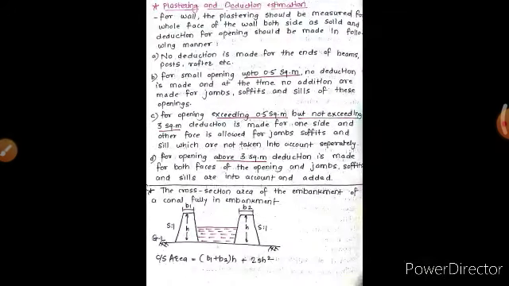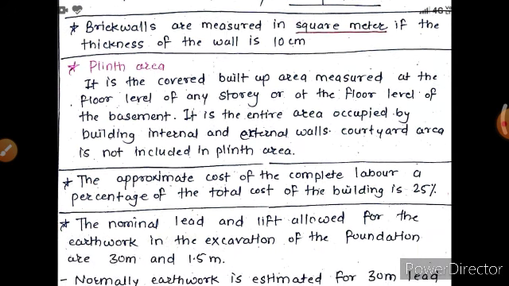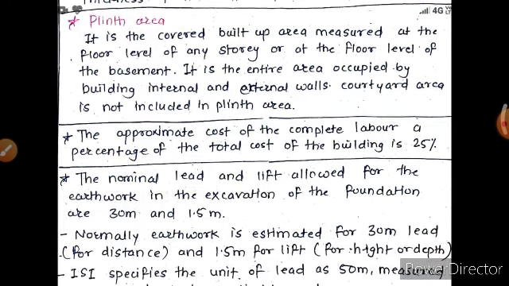Okay. Then next important data is the expected outturn of 2.5 cm cement concrete floor per mason per day is 7.5 square meter. The brick walls are measured in square meter if the thickness of the wall is 10 cm. The plinth area is the built up area at the floor level of any story or at the floor level of the basement. It is the entire area occupied by the building, internal and external walls. Courtyard area is not included in the plinth area.